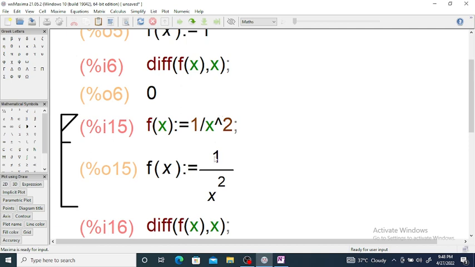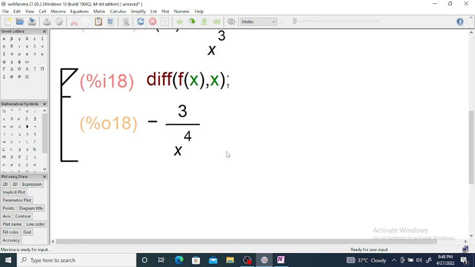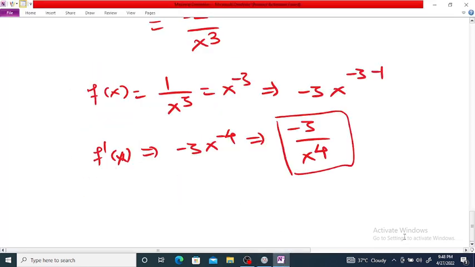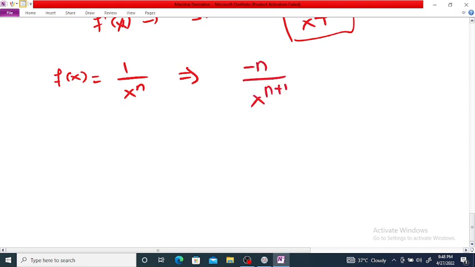So here if you write x cube instead of x square, then its derivative is equal to minus 3 by x raised to 4. So from this we can write, if f of x is equal to 1 by x raised to n, then its derivative is equal to minus n divided by x raised to n plus 1.